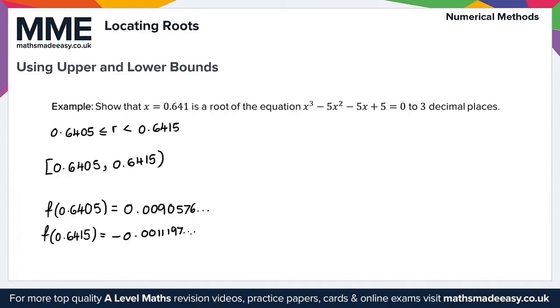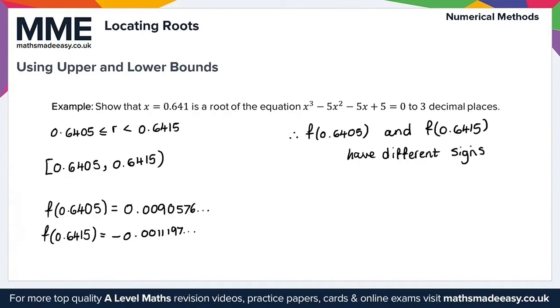Okay, so what that shows us here, so therefore f of 0.6405 and f of 0.6415, they have different signs, so therefore there must be a root between them.